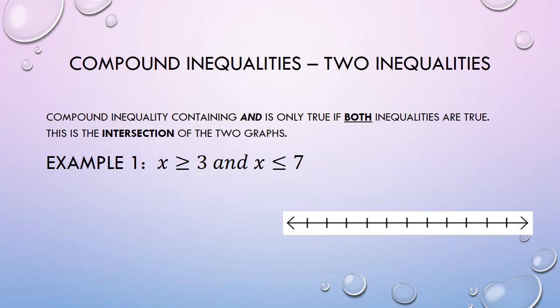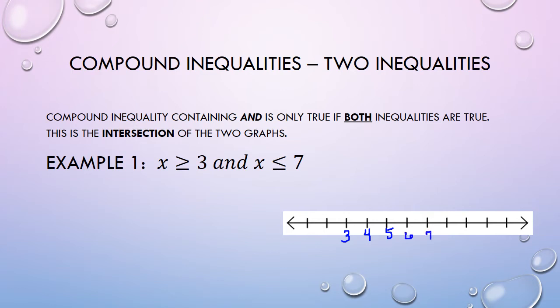So a compound inequality containing the word and is only true if both inequalities are true. So we're looking for the intersection of the two graphs. So looking at this first example, x is greater than or equal to 3 and x is less than or equal to 7. So let's first go ahead and draw a number line. And let's go ahead and number our number line. And we've got the numbers 3, 4, 5, 6, and 7.